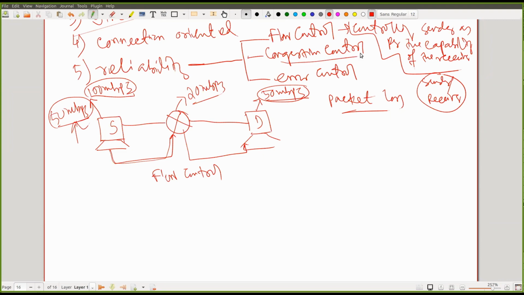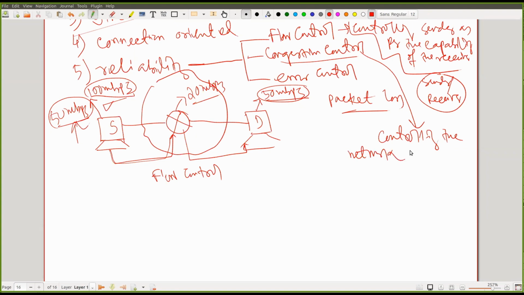That is called congestion control. That means congestion control talks about controlling the network. This is the sender part, this is the receiver part, and this part is the network part. So controlling the network capability. That means as per the capability of the network, we have to control the send and receive.